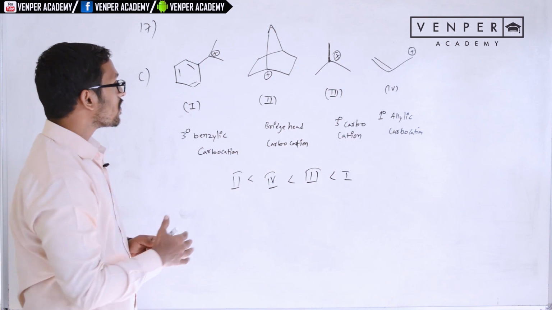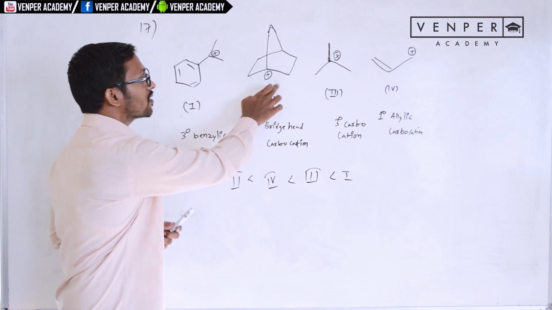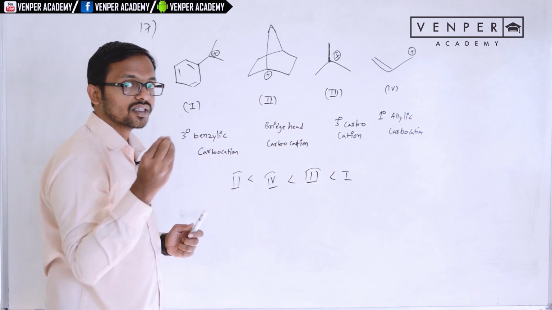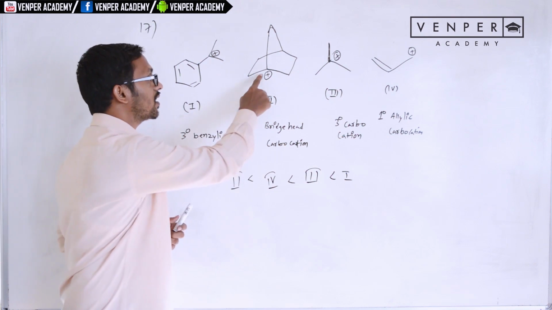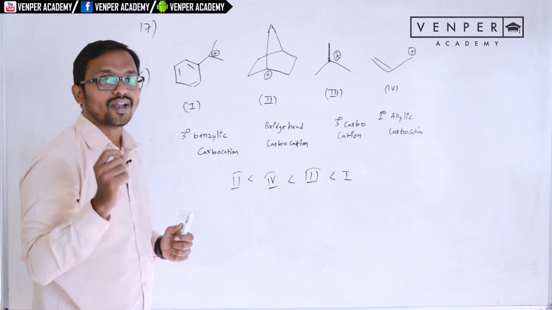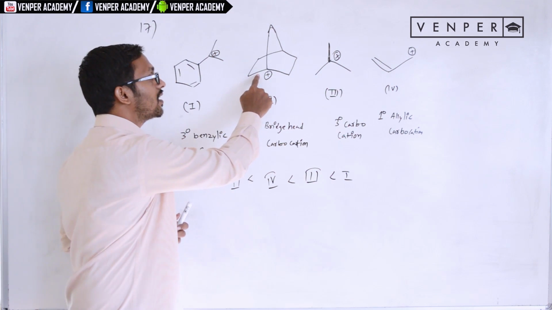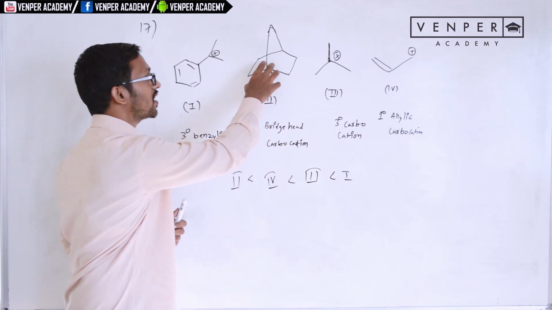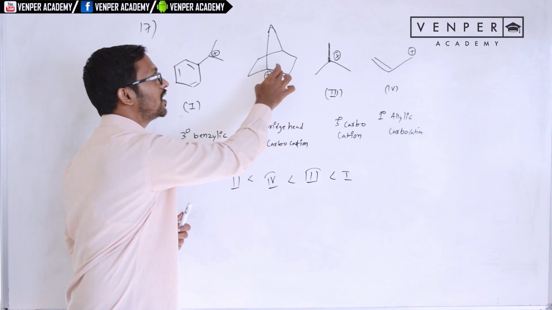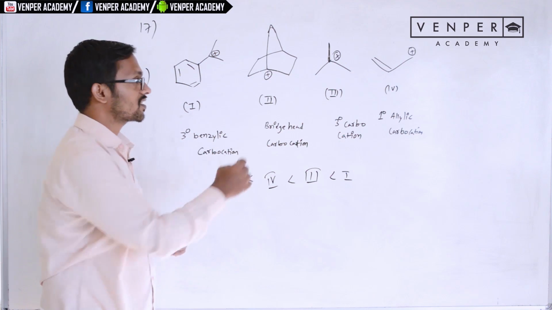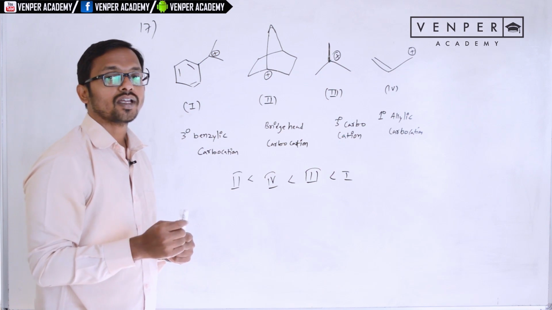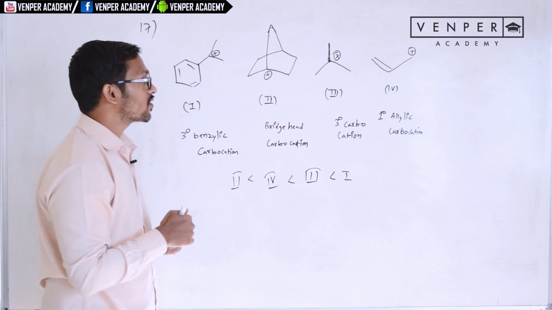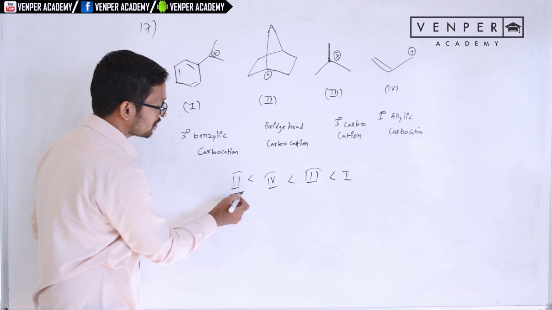There is always less stability for this compound, because whenever the carbocation is forming here, it should get a planar structure, but here we have the bridgehead carbons. That means this is a bridgehead carbon. So it is very difficult to form a planar structure here. That is the reason why its stability is very less. So that's why I have written it here.